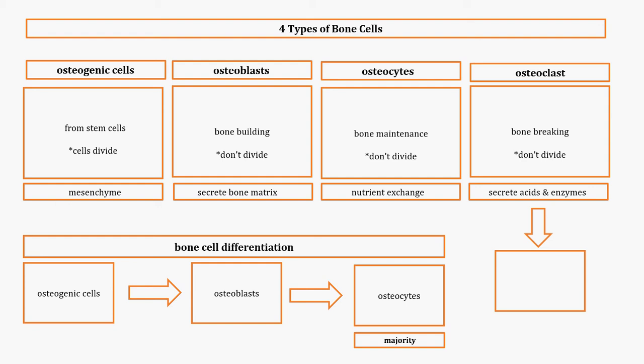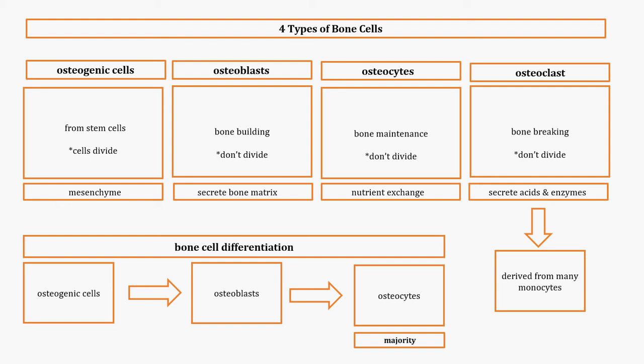Now, it stops there. Osteocytes do not turn into osteoclasts. No. Osteoclasts are in a class by themselves. So once it goes from the osteogenic cells to the osteoblasts to the osteocytes, after the osteocytes, that's it. It's going to stay there for a little while, then it's going to die, and that's it. It does not turn into the osteoclast. So what's the point here?